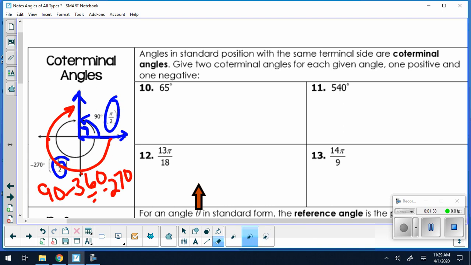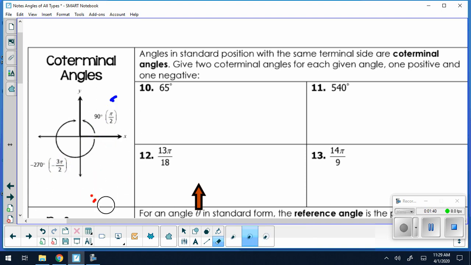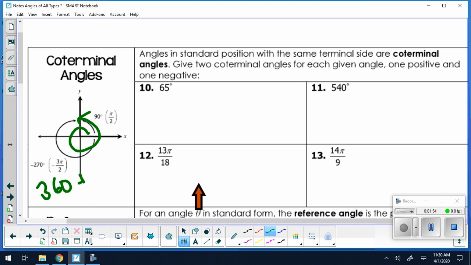Now, if I want another coterminal angle, but I want it to be positive, what I'll have to do is loop around and then come back. So I can loop all the way around and then come back to that 90. That angle would be 360 plus 90. So my two coterminal angles can be given by subtracting 360 or adding 360. Now, keep in mind I could add 360 again and again. I could do this infinitely many times, but those are going to be the two that are closest to the original one. So taking a look at example 10 here, first of all, let's draw our angle.